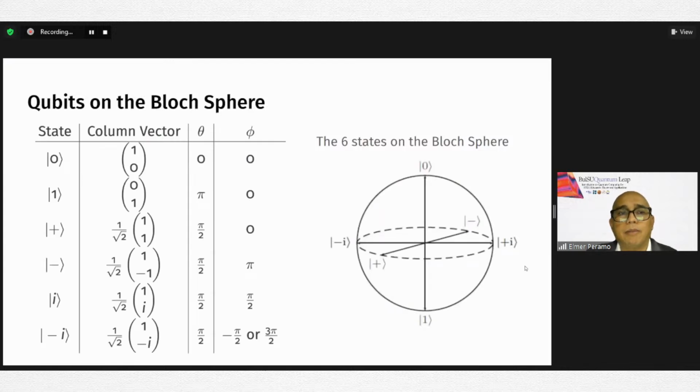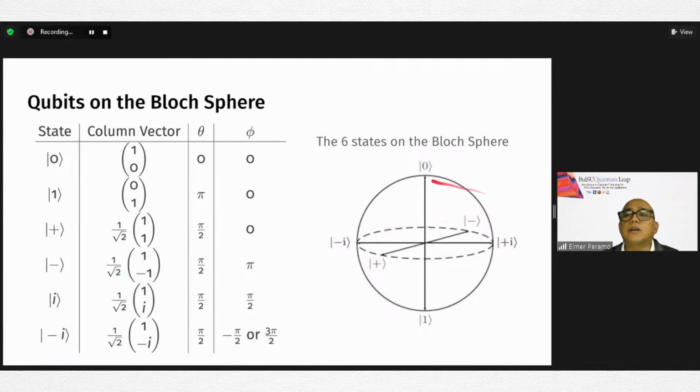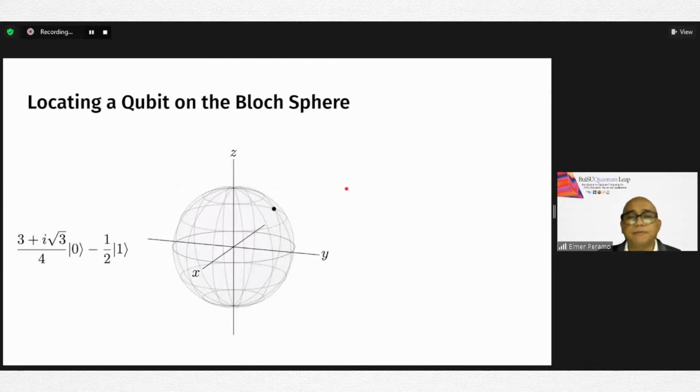Okay, so that's the Bloch sphere, and these are the different states that I have just enumerated a while back. So we're already familiar with ket 0, and it's a column vector 1, 0. And on the Bloch sphere, theta is the angle it makes latitudinally, navigating the latitudes of the sphere from the north pole to the south pole. So that's theta. So that's 0, meaning it's here.